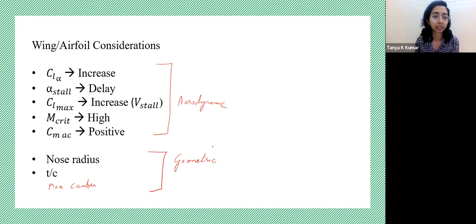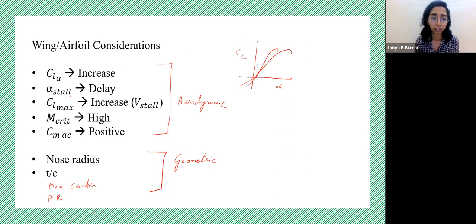So your CL alpha, like we discussed in the previous two sessions, we need CL alpha to be as large as possible with change in angle of attack. So the lift curve slope, CL versus alpha, the slope is what is given by CL alpha, and we prefer it to be as steep as possible. So for a small change in alpha, you get a larger coefficient of lift.